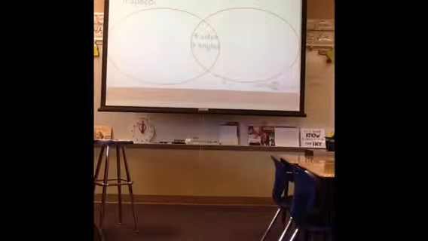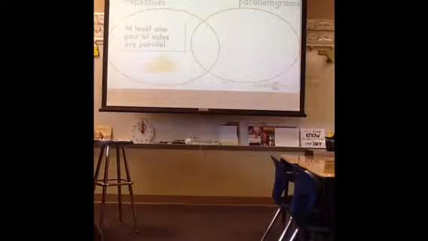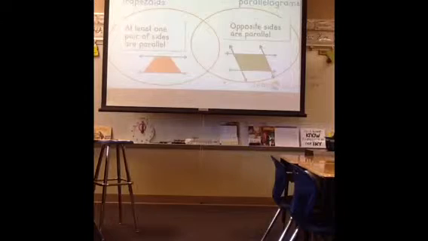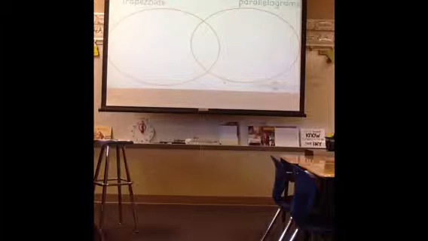Quadrilaterals. They both have 4 sides and 4 angles. Let's take a look at their differences. Trapezoids have at least 1 pair of sides that are parallel. Parallelograms must have opposite sides parallel, or 2 pairs of parallel sides.